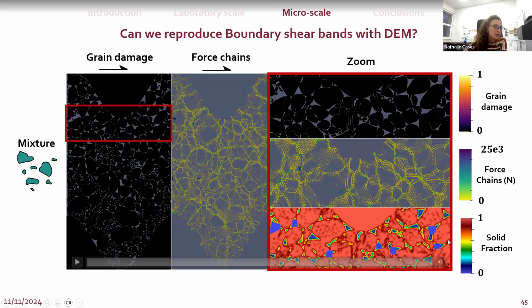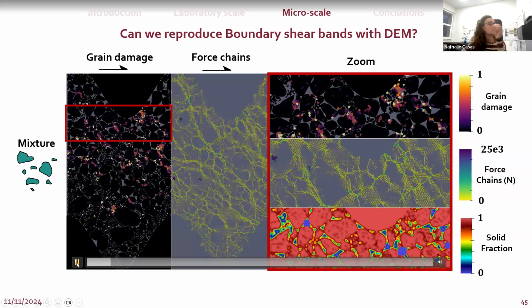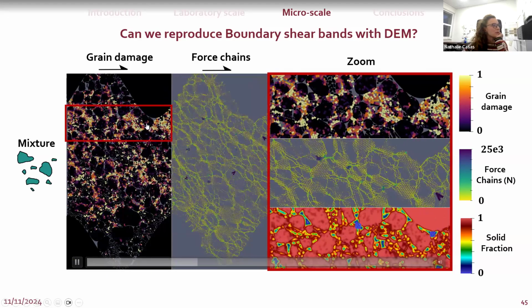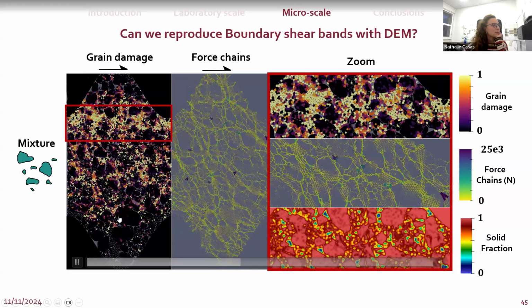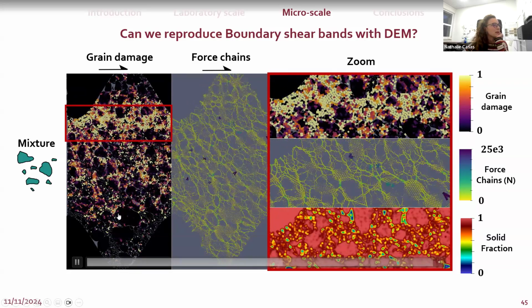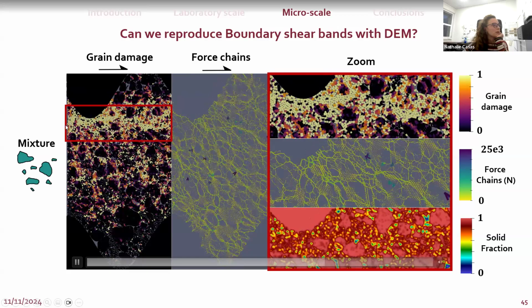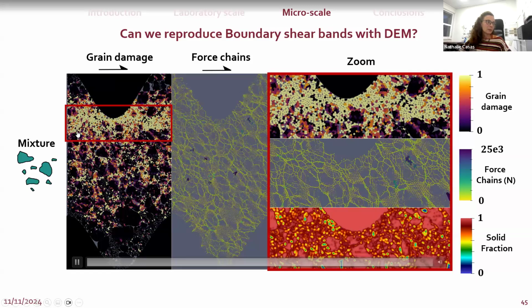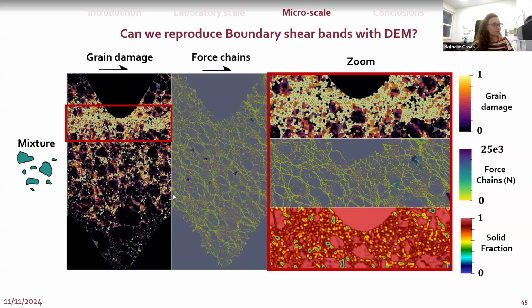And then to finish, the solid fractions. Blue are voids and red are solids, so we will be able to see how the porosity evolved within these parts. I showed you a video that is a bit fast, but I will play it again. We see a lot of fragmentation happening within the entire sample. And indeed, at a certain point, we clearly have the most important fragmentation here at the top boundary.